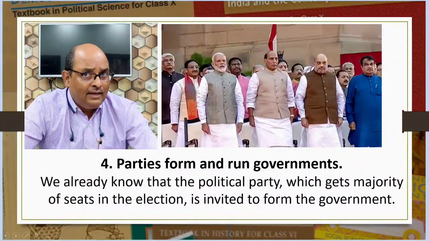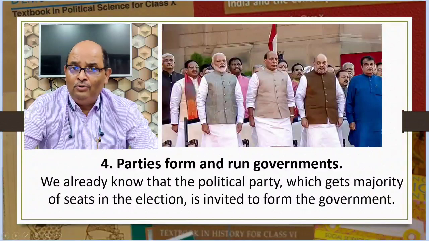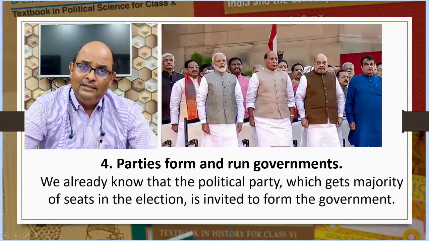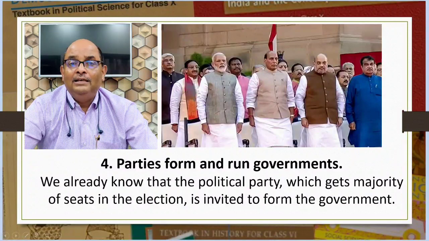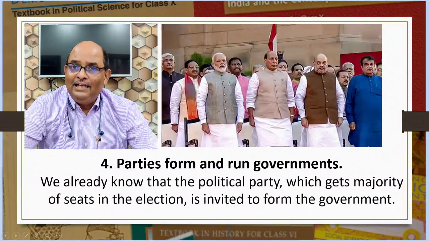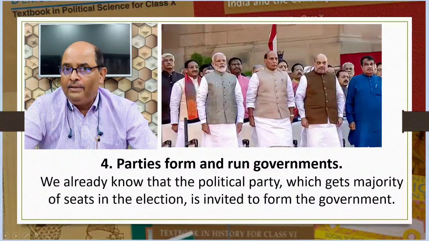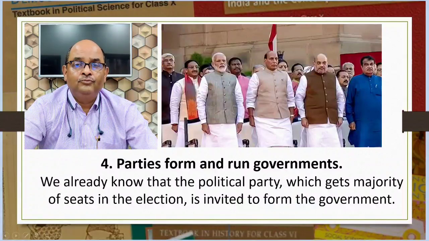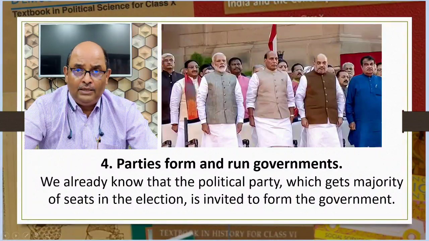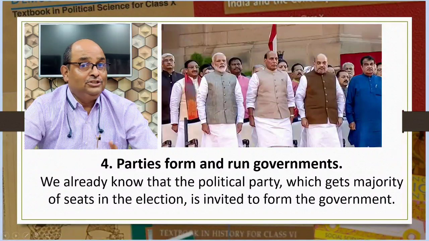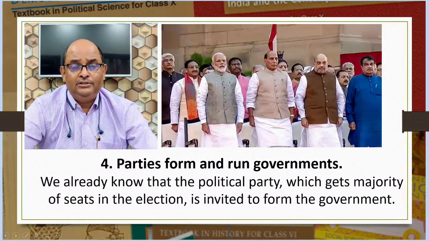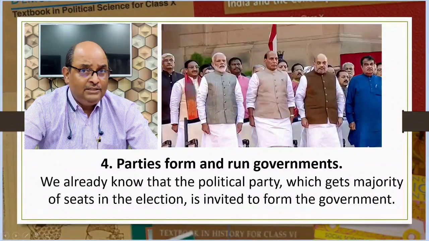Parties form and run government. We already know that the political party which gets majority of seats in the election is invited to form the government. So, they form the government and run it responsibly. Since they have the mandate of the people, they implement their policies and programs. Big policy decisions are taken by political executives that come from the political parties. It is the political parties that recruit leaders, train them, and then make them ministers to run the government in the way they want.